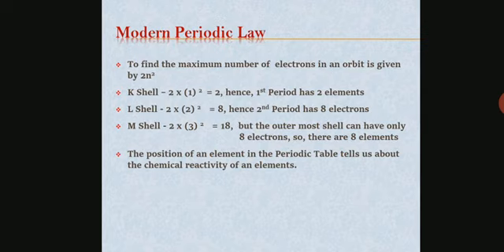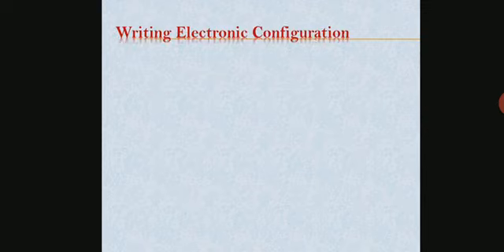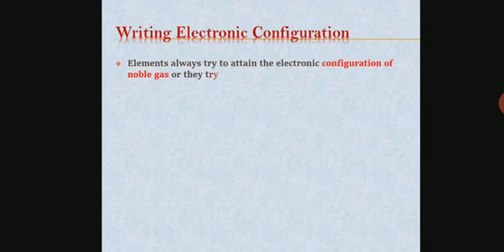Again, the position of an element in the periodic table tells us about the chemical reactivity of an element. Because according to the positions of the elements, the valency will come, and according to that valency, the reactivity of the elements are different. Now, how are electronic configurations written?